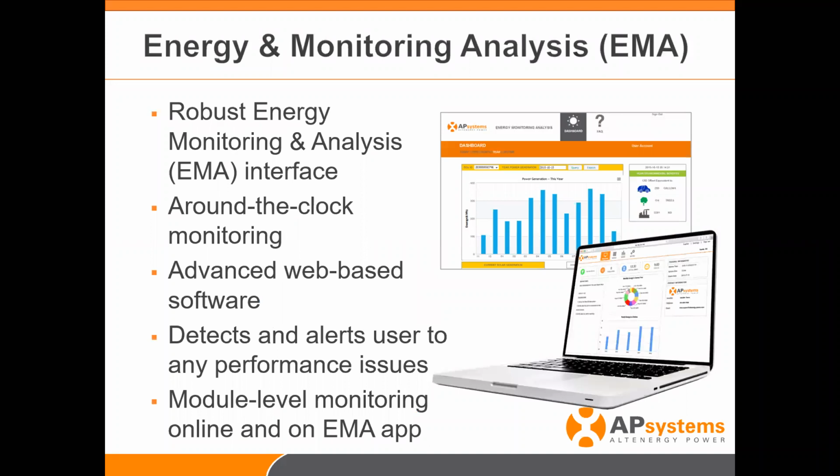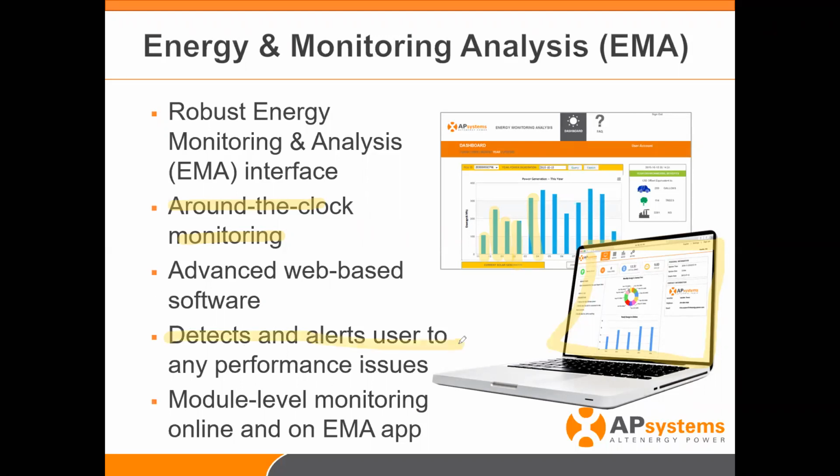In conjunction with the ECU app is we have this thing called the EMA, or Energy Monitoring and Analysis. Again, this is our online portal, computer-based, and like I said before, also application-based. So you can see it both different ways. Around the clock monitoring. What you're going to be able to see is power production throughout the day, throughout the week, month, year. And one thing that APsystems does not do, we do not truncate any of the data. The data is available from the time of install and for the lifetime of the system.